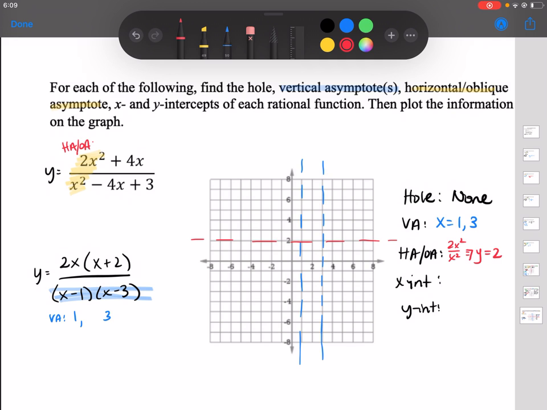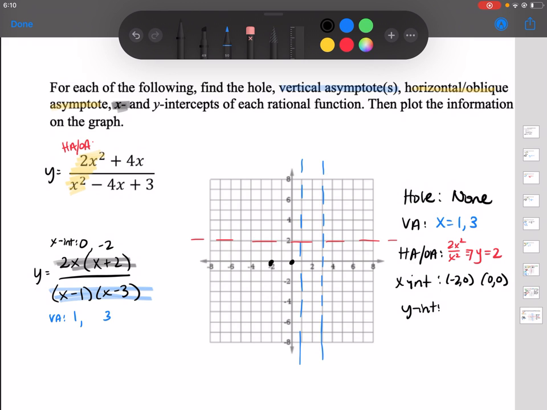Then we go to x-intercept, so that's the zeros of the numerator. And so you want to go to the factored form. And there are 2 of them. There's one at 0 and then one at -2. So we've got 0 and -2. So if you write them as coordinates, it would be -2, 0, and 0, 0.